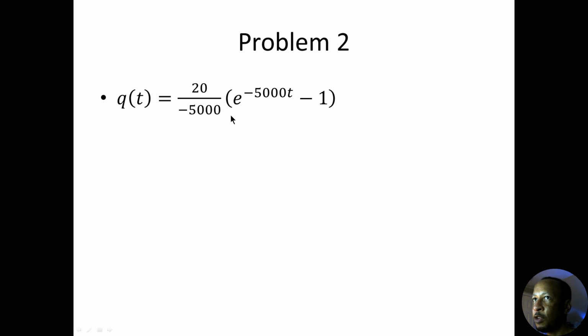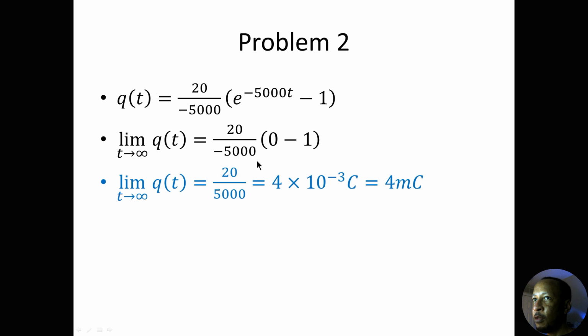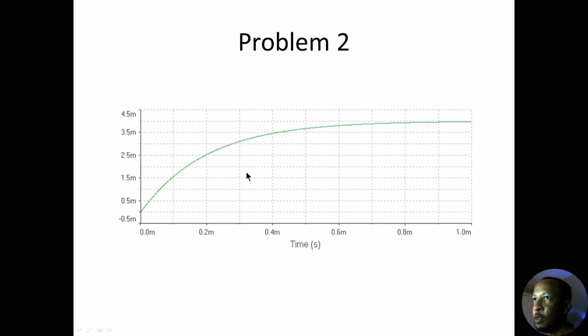And then to finish evaluating this, we want to take the limit of q(t) as t approaches infinity. And then when we do that, we end up with 20 over negative 5,000 times negative 1, and then that gives us 20 over 5,000, which is going to be equal to 4 times 10 to the negative 3 coulombs, and that gives us 4 millicoulombs. So that was the answer to our second problem, and this is what it's going to look like graphically.